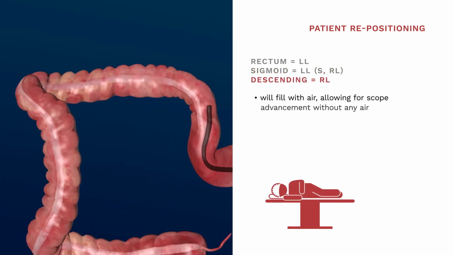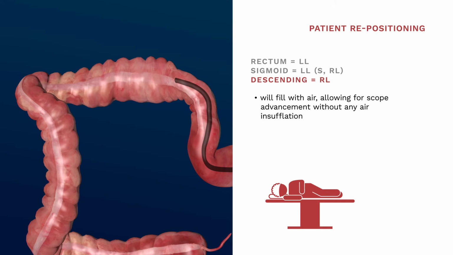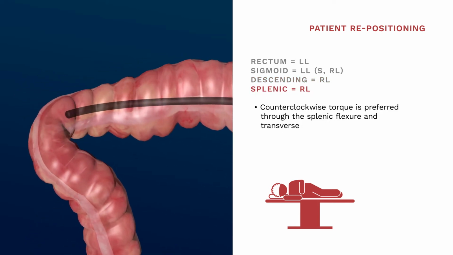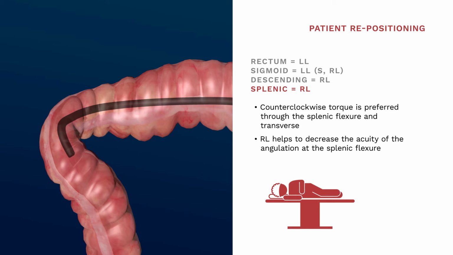The descending colon will fill with air in right lateral decubitus position, allowing for scope advancement without any air insufflation. The splenic flexure is most easily negotiated with the patient in right lateral decubitus position. Compared to left lateral decubitus, right lateral positioning helps to decrease the acuity of the angulation at the splenic flexure.